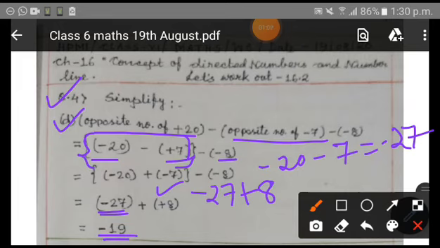So now minus 27 plus of plus 8, that means plus 8, which is giving you minus 19, because here between 27 and 8 the bigger one is 27 which is having a minus sign. So I have put the minus sign in the answer, and we will have to take the difference of the absolute values, that means subtract the smaller number from the bigger one. After that we have got minus 19 as the answer.